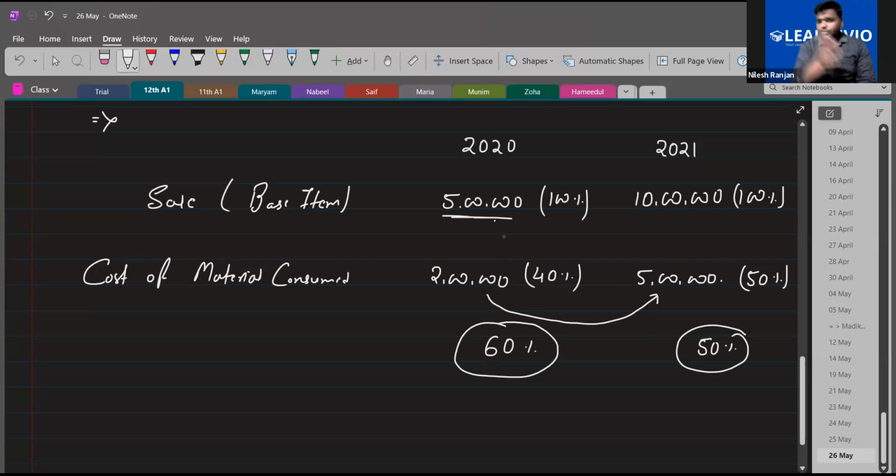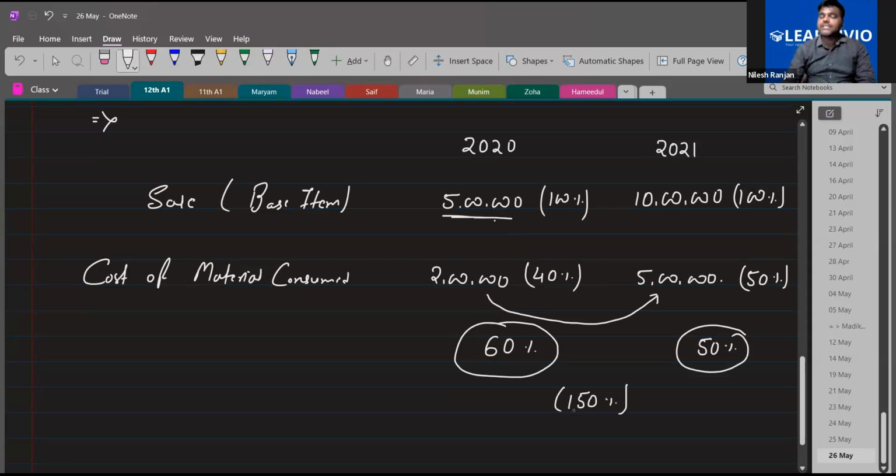5 lakh becomes 10 lakh, so 2 lakh should become 4 lakh, because material consumed is a direct expense. It is always proportionate to the sale. So if your sale increases, your cost of material consumed increases proportionately. If it is a 100% increase, there should be a 100% increase in the cost of material consumed, so it should be 4 lakh. But what is happening? It is not increased by 100%, it is increased by 150%.